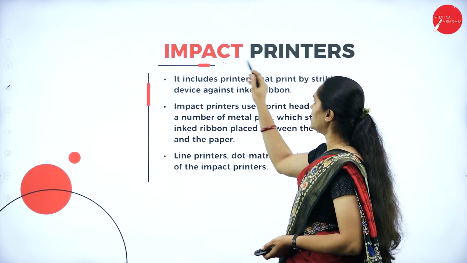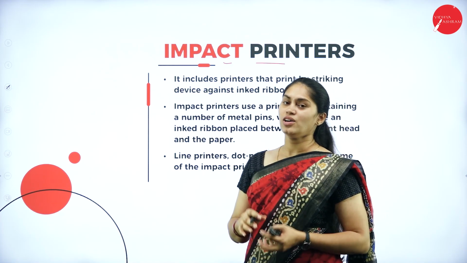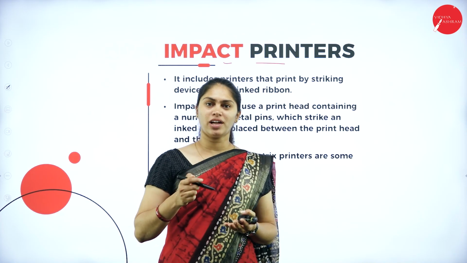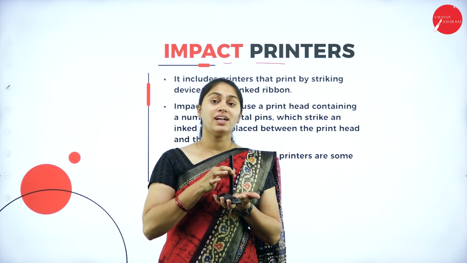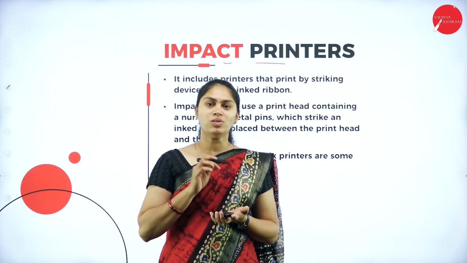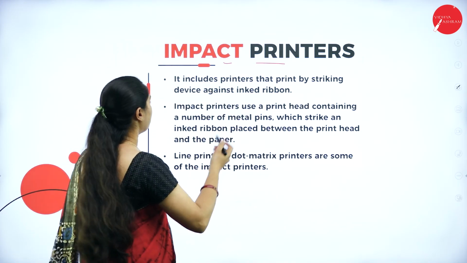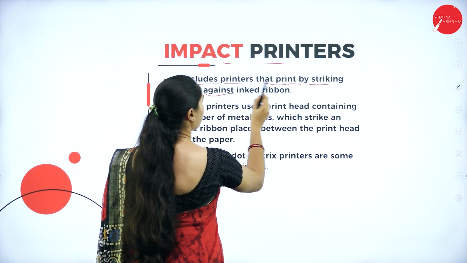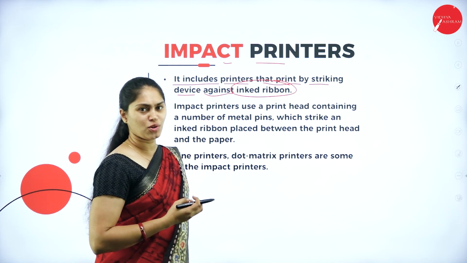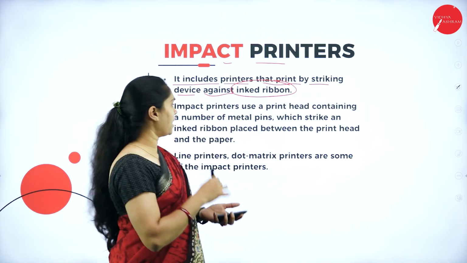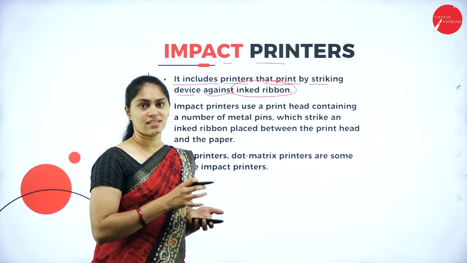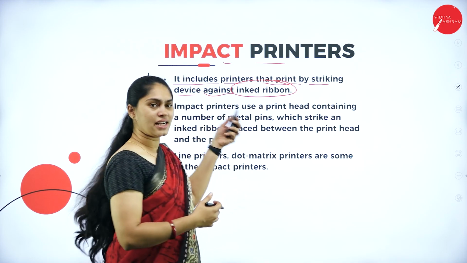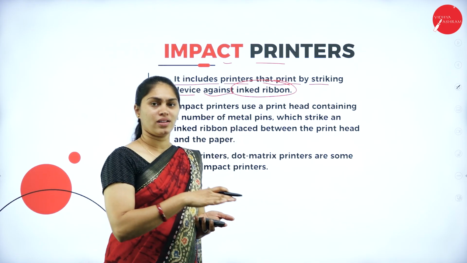First we'll see the impact printers right now. The impact printer has some striking capability. It is going to strike on the paper, and when it is striking, printing takes place. The impact printer includes the printers that print by striking a device against an ink ribbon. In this ink ribbon we have some colors. When the striking happens against that particular inked ribbon, the image or text gets impressed on the paper.